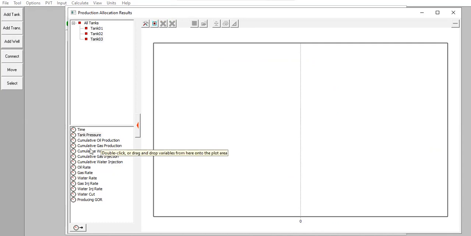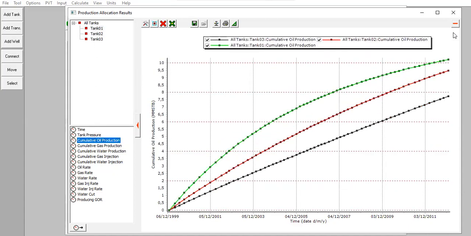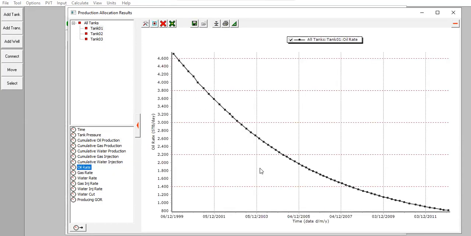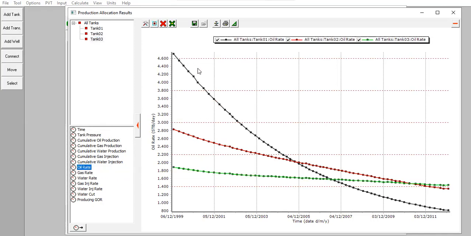Okay, remove all. Cumulative oil production, tank one, tank two. All right, remove all. Tank one, oil rate, tank two, oil rate, tank three, oil rate. Yeah, of course, the oil rate in tank one will decline faster again compared to tank two and tank three. All right, because of the same reason, because tank one is the smallest and then followed by the second tank and the third tank. Okay.